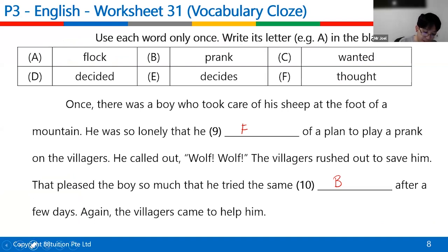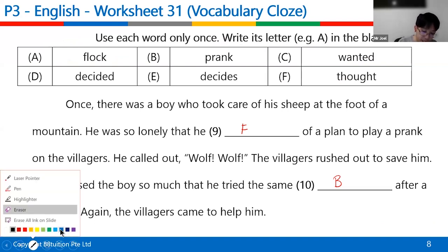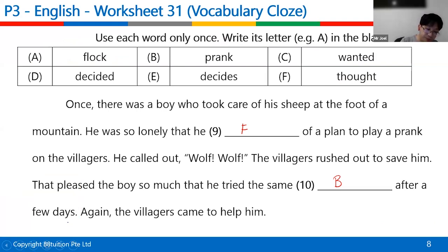Okay. First, all right. Give me a sentence with the word flock. Type it in the chat group for a maximum of 2 marks if your sentence is correct. With the word flock.